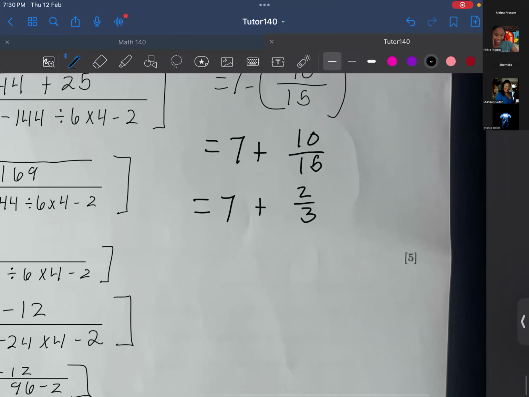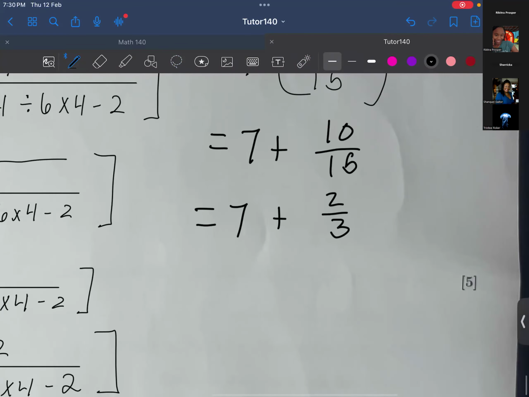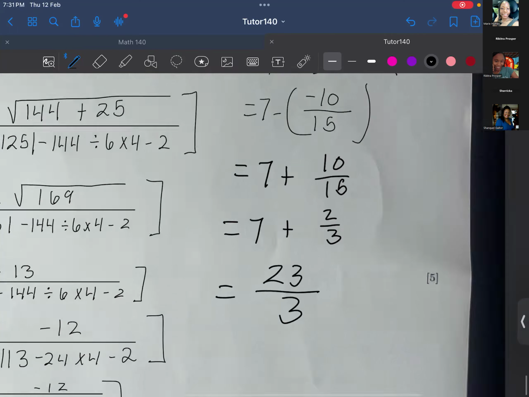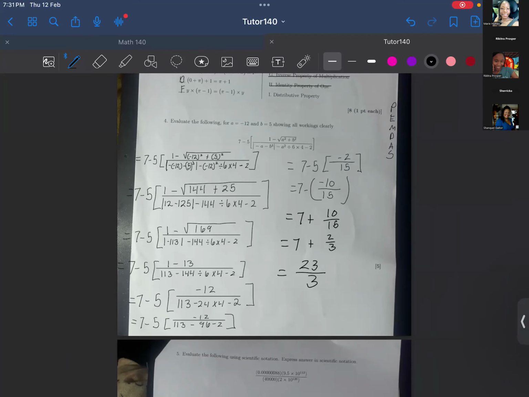And to add, you could put this in your calculator and it will give you your final answer. But my calculator isn't dealing with fractions. So let me put this in my calculator. So 7 plus 2 over 3 is 23 over 3. So my final answer is 23 over 3.